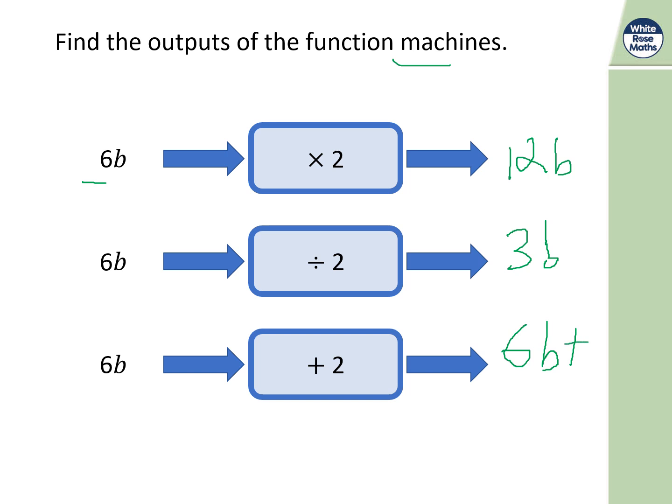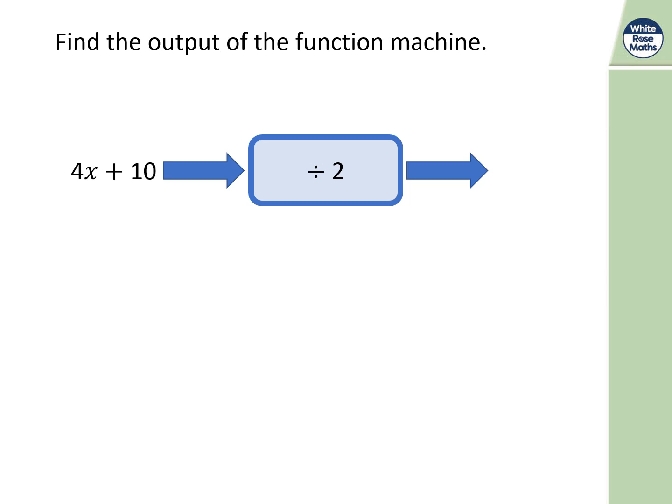The input is an expression, and by applying a number to it, the output will also be an expression, because b can obviously take any value. So your output will always still be an expression if your input is an expression and the process involves a numerical step. So 12b, 3b, and 6b plus 2, or 2 plus 6b. Either way around you do it, it will give you the same expression, as long as we are consistent with our signs.